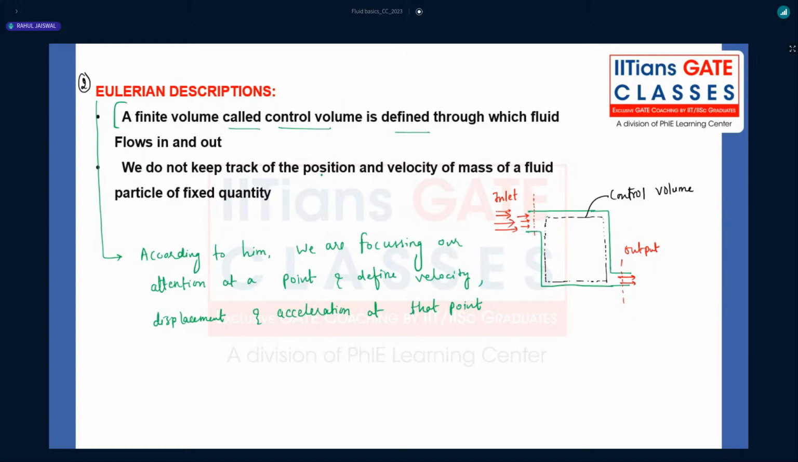Rather, we are focusing our attention on a fixed position. At this position, a number of particles may pass through, but we are saying what the velocity is at this point. Whatever velocity we write as a function of x, y, z, and t is not the velocity of a single particle. That is the velocity of the complete set of particles at that location. Is that clear?